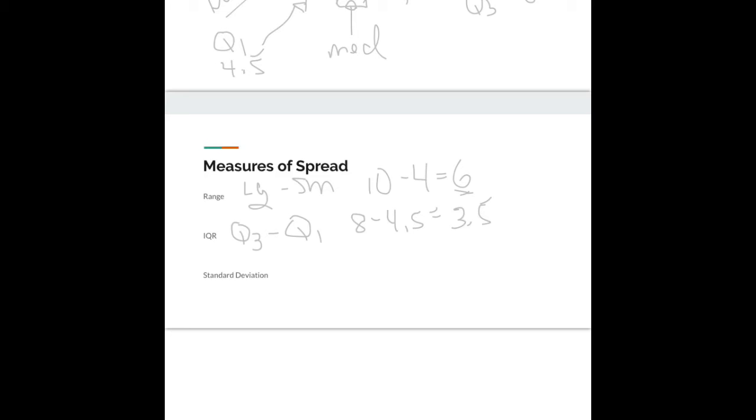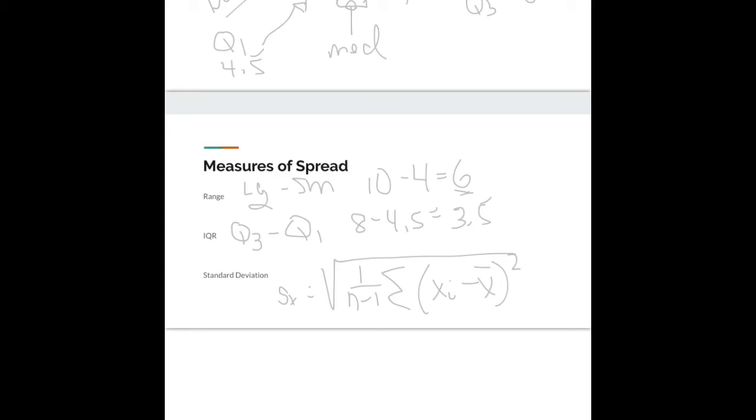Standard deviation is the one that takes a little bit of time. The formula, little s sub x, you'll see this on the AP sheet, is equal to the square root of 1 over n minus 1, where n is the number of pieces of data, times the summation of x sub i minus x bar, squared. So what I do is I take each piece of data and subtract it from the mean, square it, divide by the number of pieces of data minus 1, take the square root. And that's how I find standard deviation.